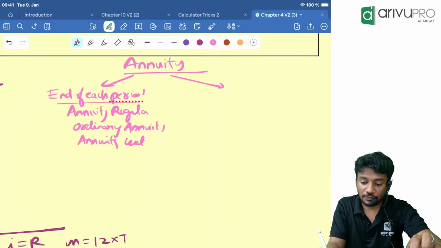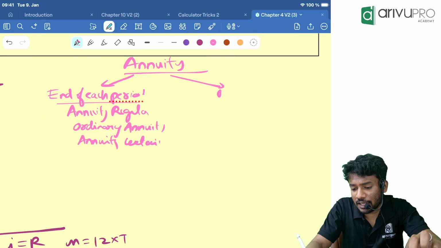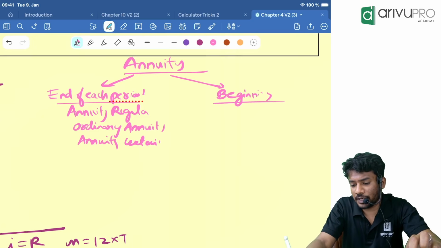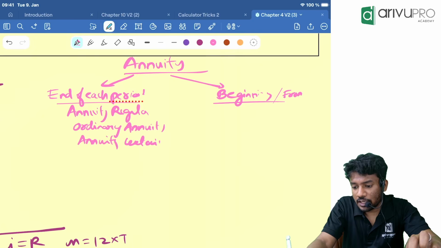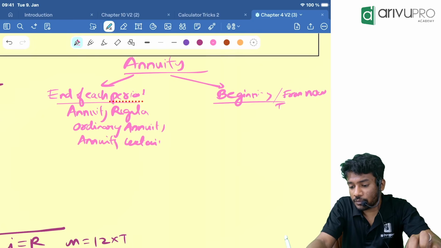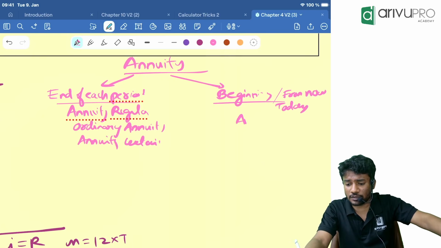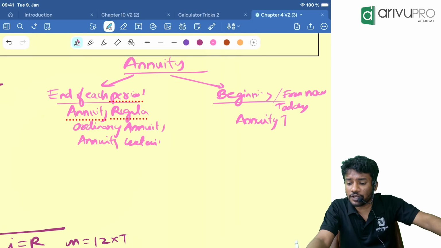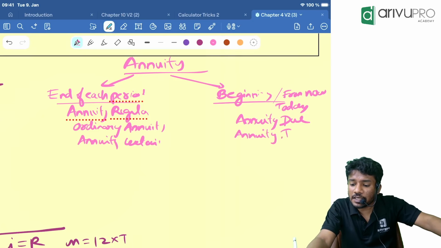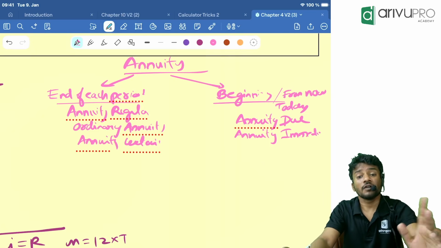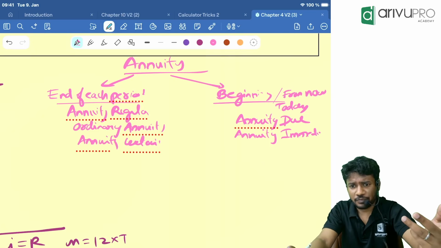Annuity certain. Then, people, if it is the beginning of the period or from now, from today, everything from now onwards, if you are paying an annuity, it is called as what? Annuity due, or it is called by another name, annuity immediate. Correct? Do you remember? Yes. Now here we have only two formulas. We will just study two formulas. First one is future value, second one is present value.